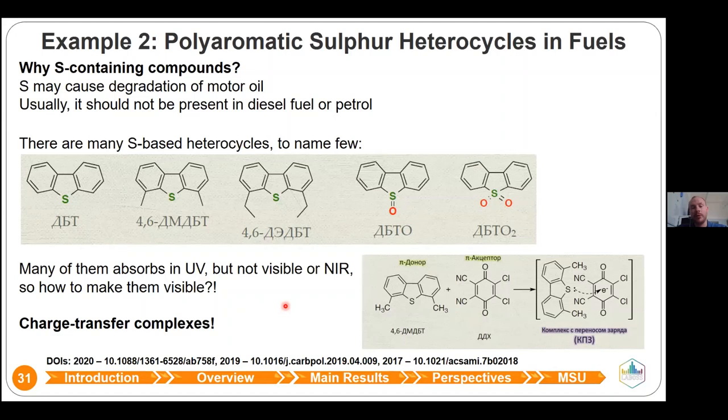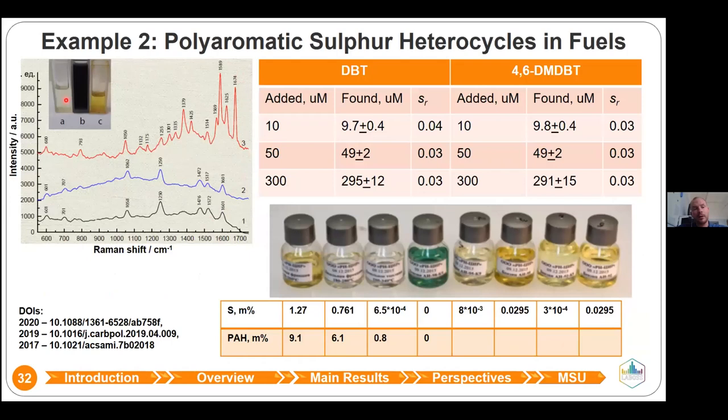And we used here charge transfer complexes like this, so for example, again with quinones. And in principle, part of my work in LEPA at the EPFL was devoted also to charge transfer complexes. And then what can be done? We can do some Raman spectroscopy, we can do some regular spectroscopy like absorbance and so on. And here you can see if we take just regular fuel, we add DBT, for example 10 micromolar, we found almost 10 micromolar with very small error. If we add 300, again, we found almost 300 with a small error.